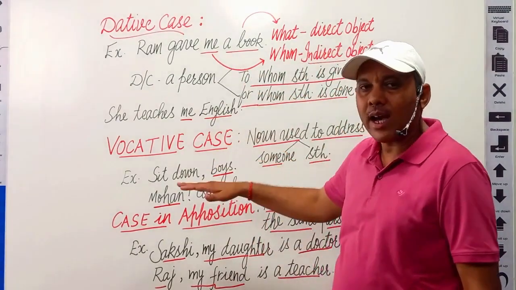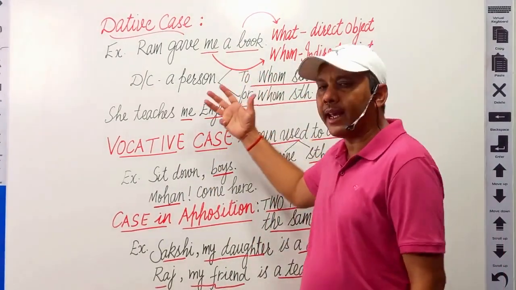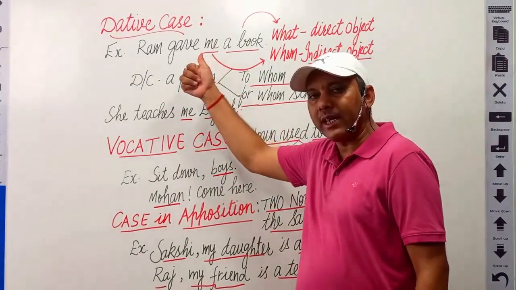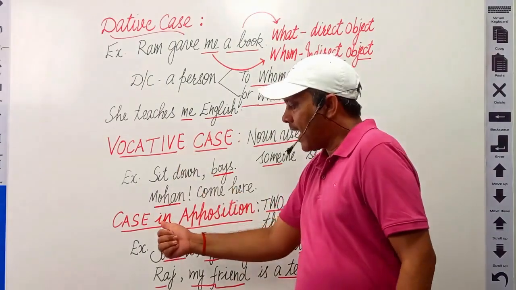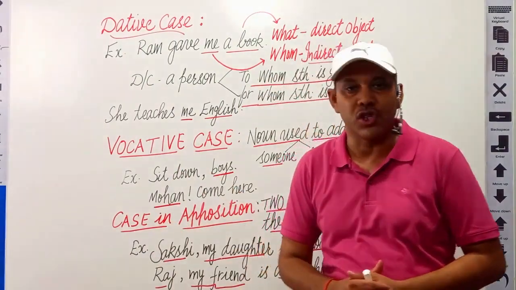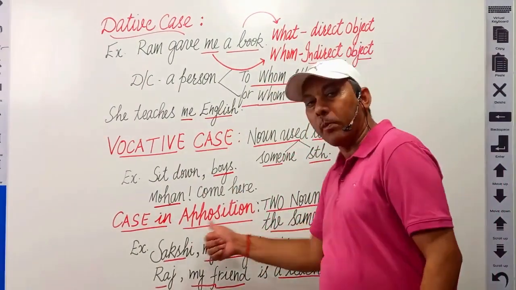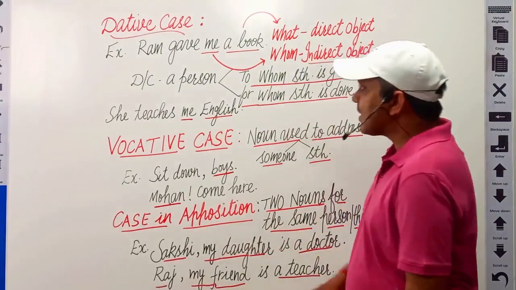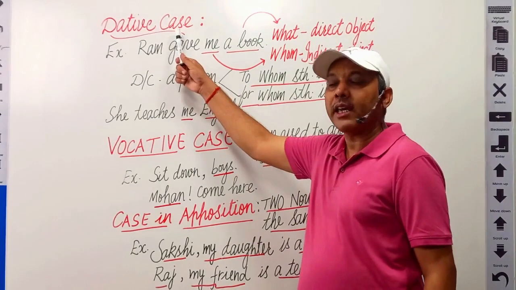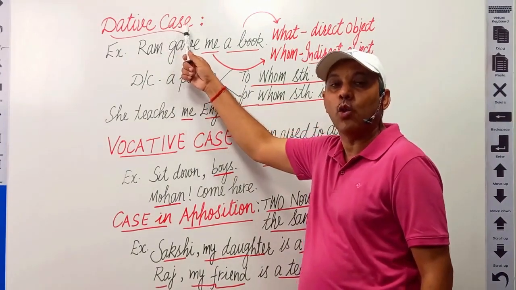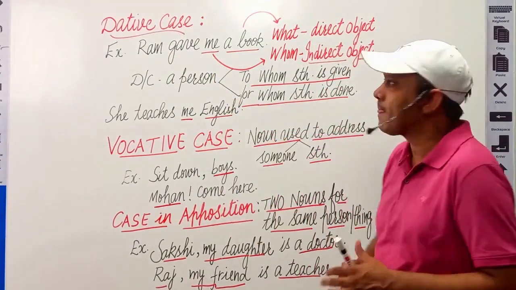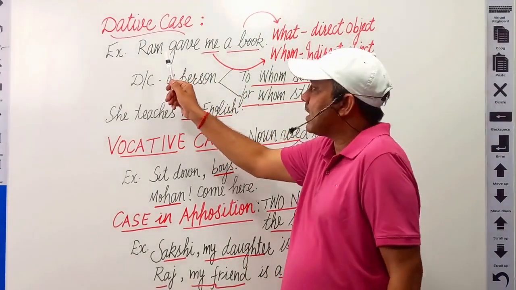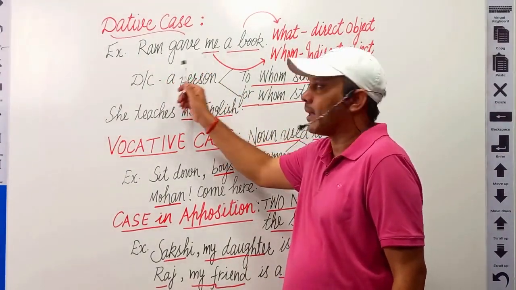Now, let us have an introductory conceptual understanding of dative case, vocative case, and case in apposition. Not opposition, it is apposition. Now, let us discuss them one by one. In case of dative case of noun, what is dative case? Let's take an example and try to understand from this example.